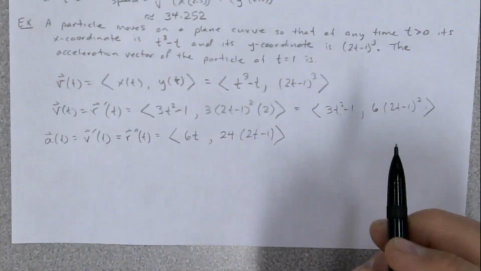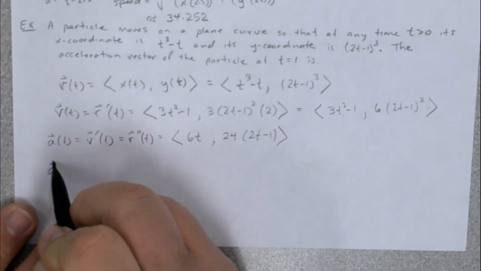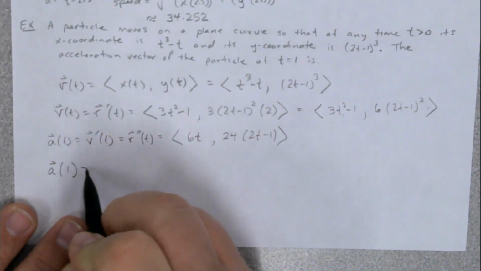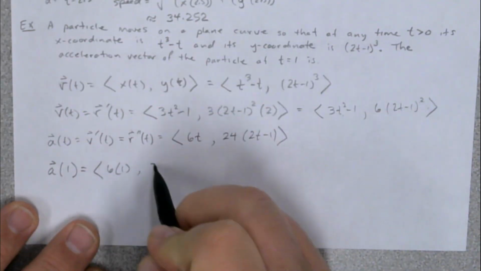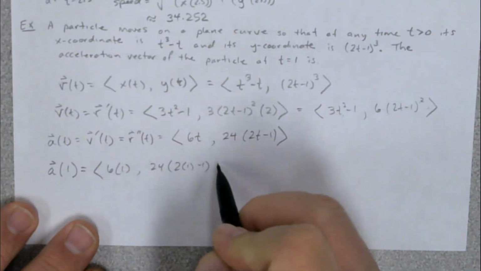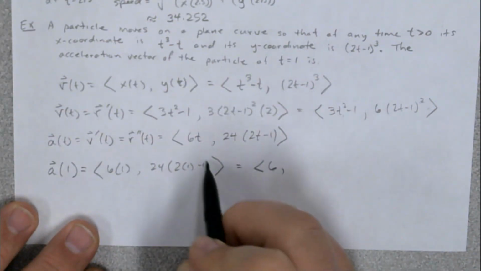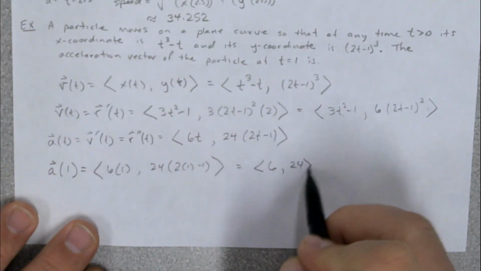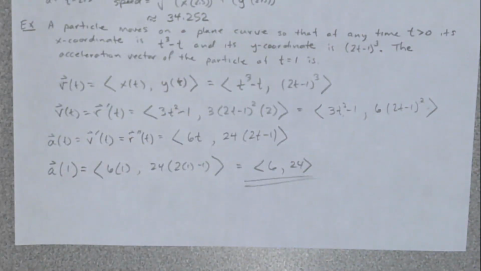So that's the acceleration vector, and they wanted us to find it when t was 1. So I now find this at 1. So it'll be 6 times 1, 24 times 2 times 1 minus 1, and we get 6 in the front. This is a 1. You're going to get 24 in the back here, and you are done. Okay?